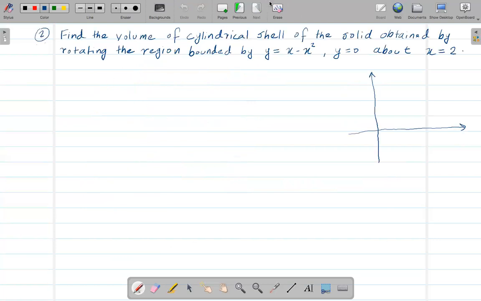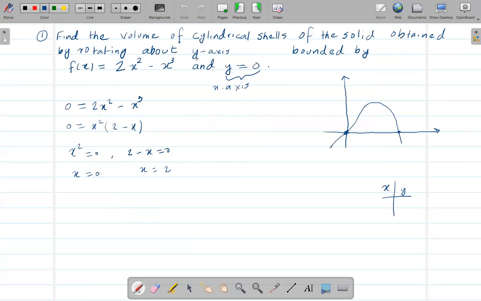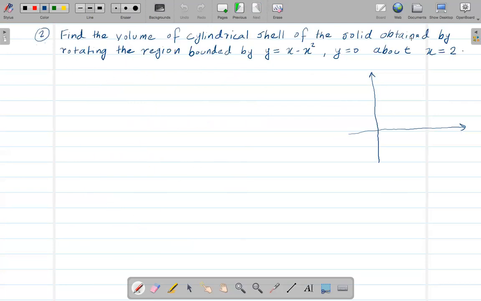All right, so one more, the last one. The reason I am doing all of these problems is that you probably noticed these problems look similar, but there are little differences. That's why I've been doing all of these different problems. So here it's rotating about the y-axis. Now here it's rotating about x equals 2.